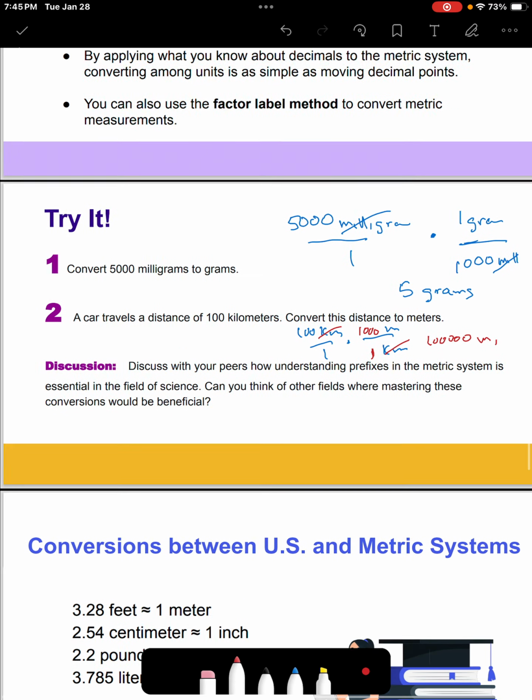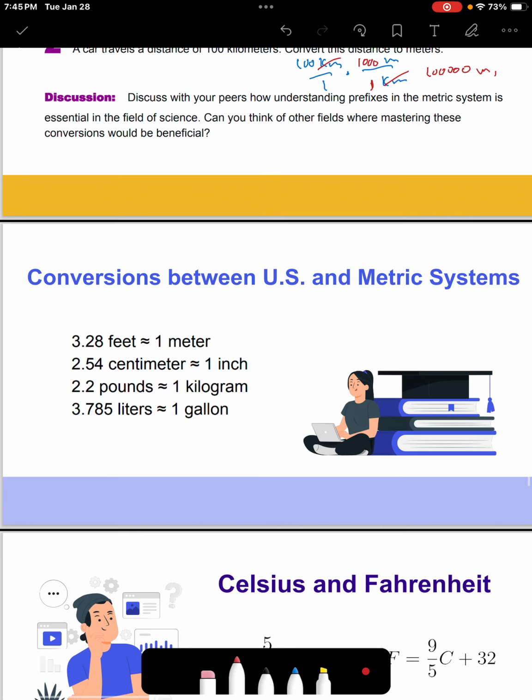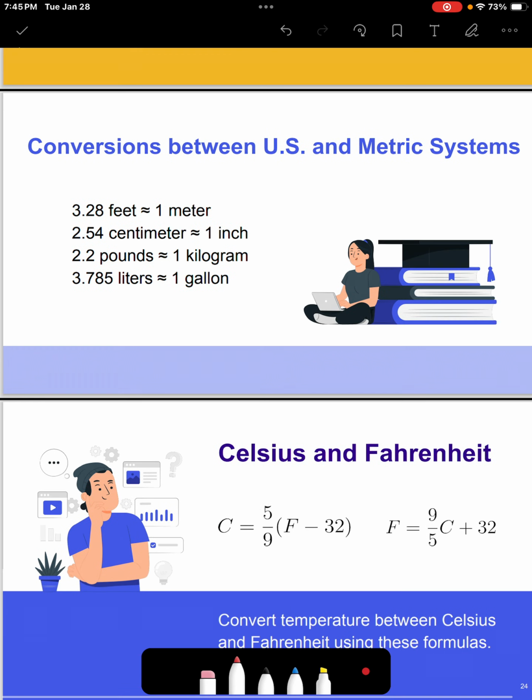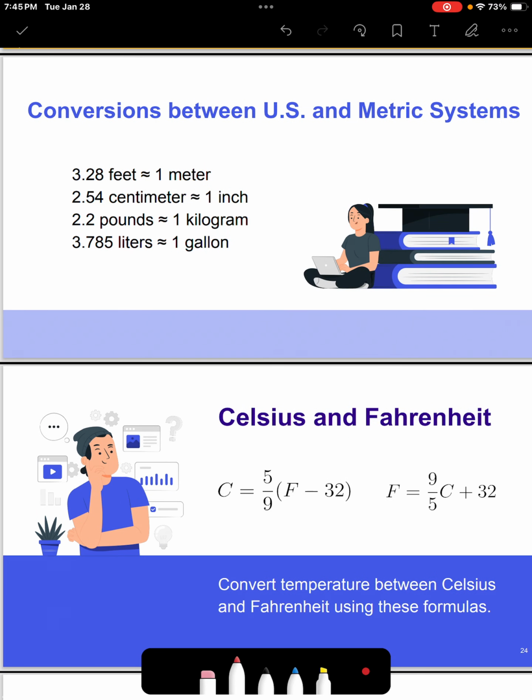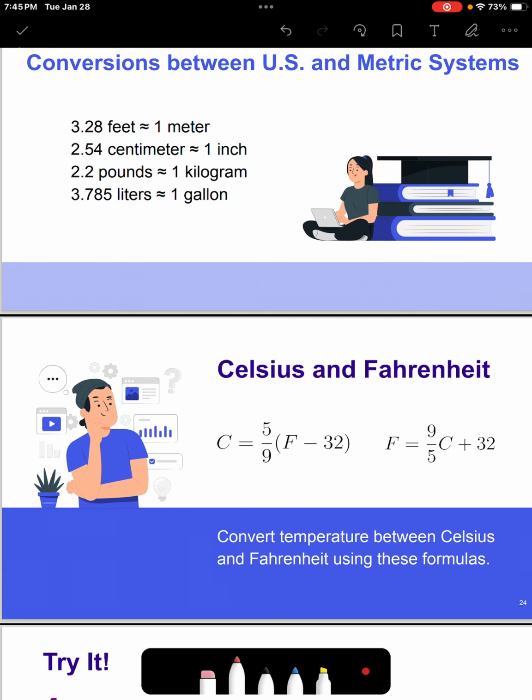Okay, conversions between U.S. and metric systems. Let's talk about that a little bit. 3.28 feet is approximately 1 meter. 2.54 centimeters is approximately 1 inch. 2.2 pounds is approximately 1 kilogram. And 3.785 liters is approximately 1 gallon.